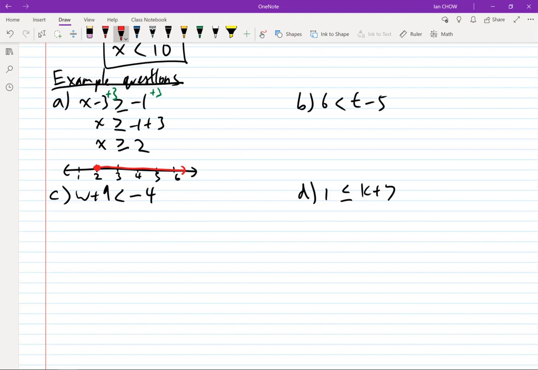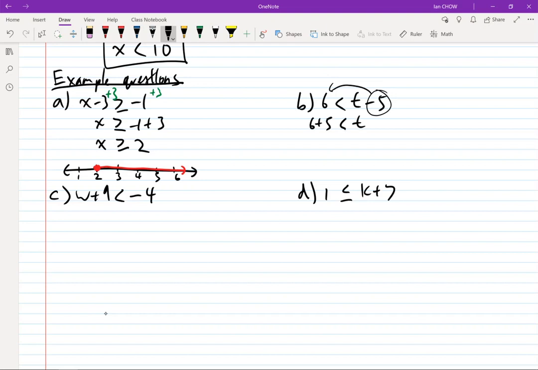Then in B, we have 6 is less than t minus 5. So we have a t minus 5. If I want to get t on its own, I want to move the minus 5 to the other side. And so when we move a negative number to the other side, it turns into plus. And so we will have 6 plus 5 on this side is less than t.